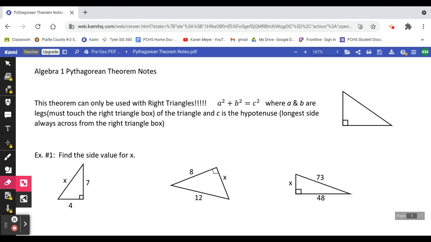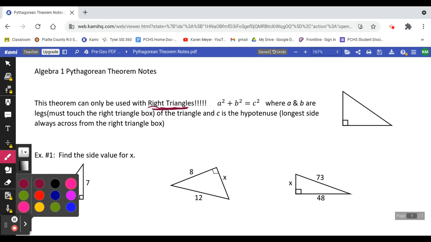All right, today we are going to be talking about the Pythagorean theorem. Now, the first thing you need to know about this theorem is that it works with only right triangles. And then the theorem itself is listed right here. A squared plus B squared equals C squared.